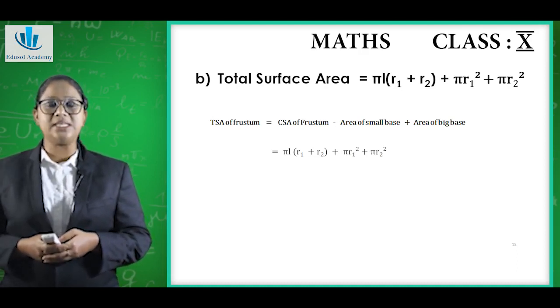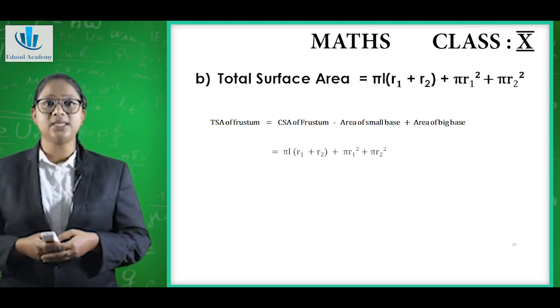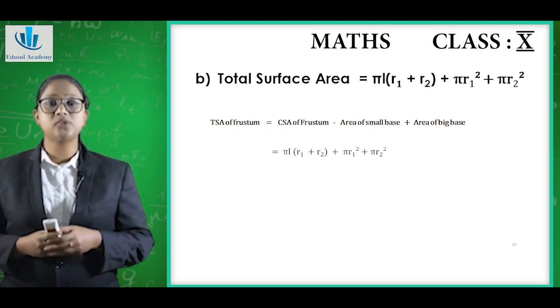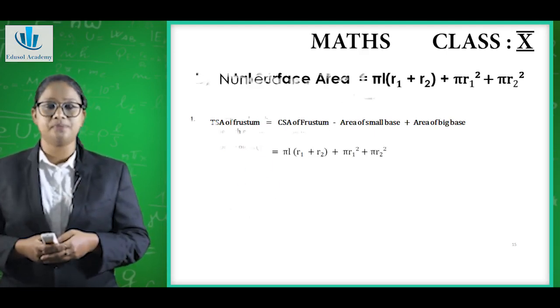Now the total surface area is very simple. All you have to do is add the base areas to the CSA. So we will get pi into L into R1 plus R2, that is the CSA, plus the bigger base area, that is pi R1 square, plus the smaller base area, pi R2 square.